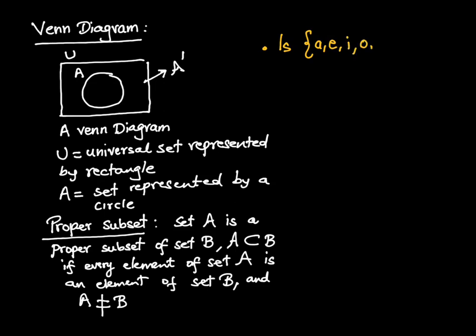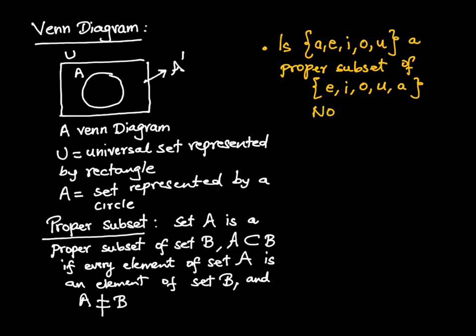So you have A, E, I, O, U, the vowel set. And the given set is E, I, O, U, A. Is that a proper subset? And the answer is no, because they're exactly equal. So equals do not count as a proper subset. Because if it's exactly the same, then they are equal, they're not a proper subset.